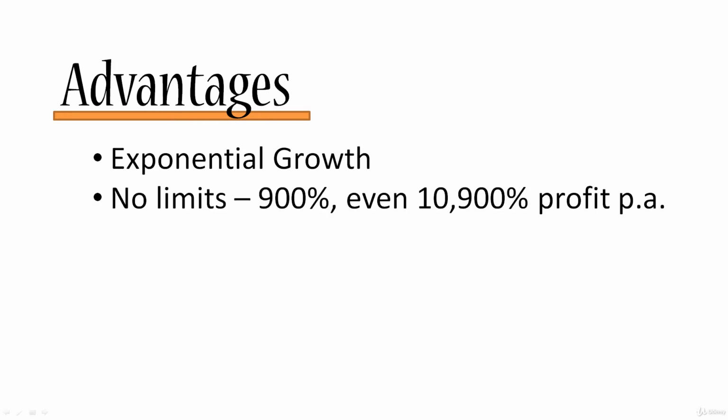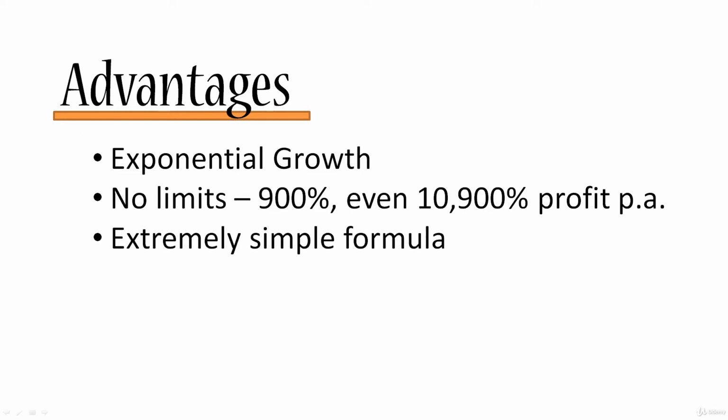That brings us to the second advantage, no limits. You can earn 900% in 12 months. You can even earn 10,900% in 12 months. It's just ridiculous how profitable your system can become if you apply the Larry Williams money management method on top of your normal trading strategy. Another good advantage is that it has an extremely simple formula. You just have to multiply the risk by your equity and divide by the maximum loss per contract that you've experienced in the past. It's very easy to remember, very easy to apply.